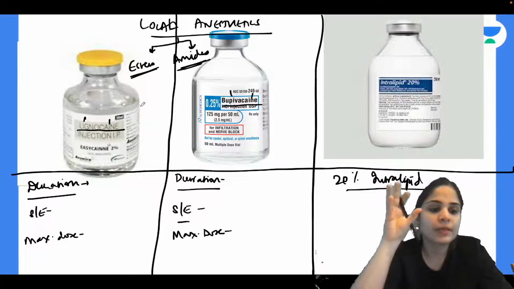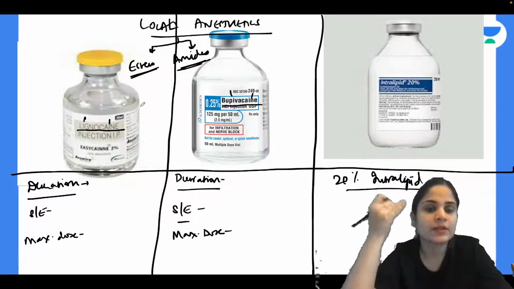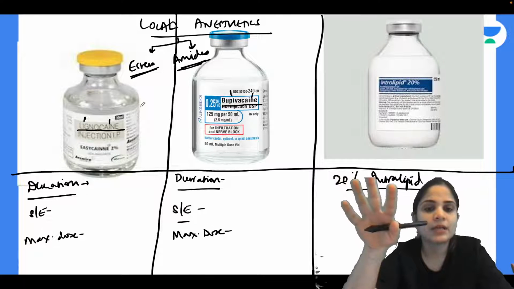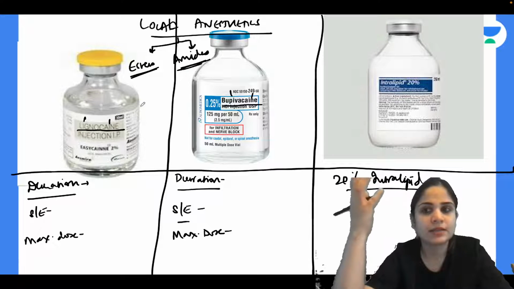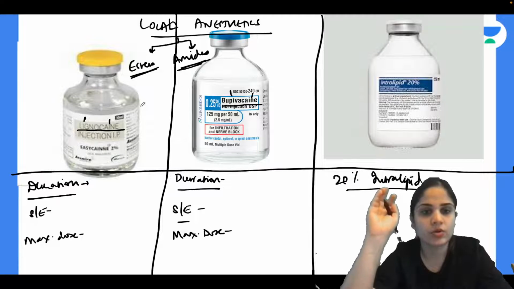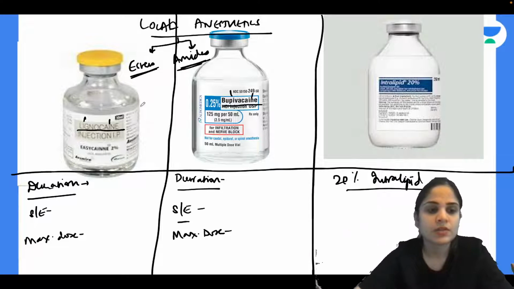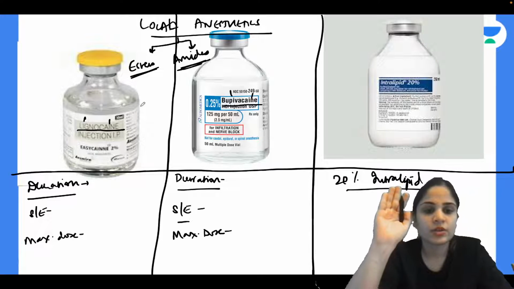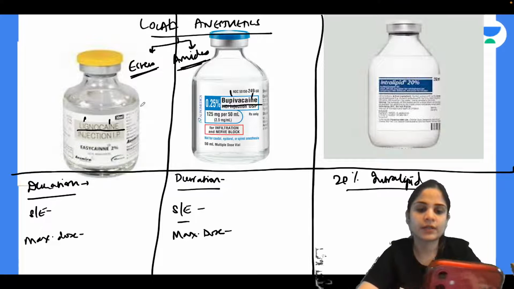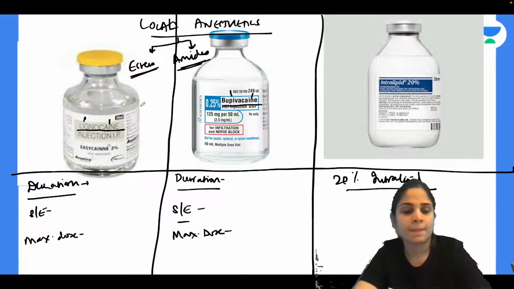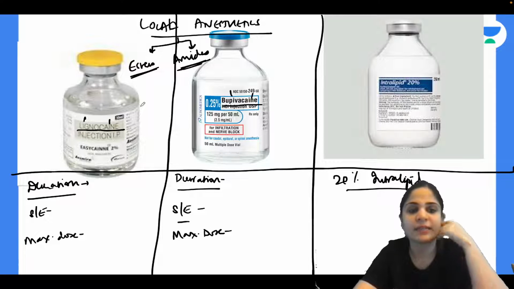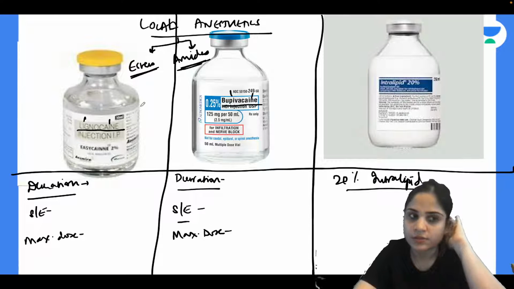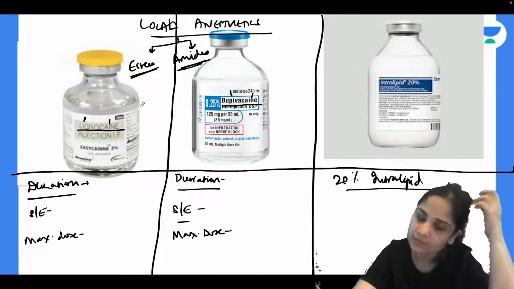Your most commonly used local anesthetics are lignocaine, bupivacaine, ropivacaine. The less commonly used ones are procaine and benzocaine. All of those are your single 'i' ones, they are esters. So the most commonly used are lignocaine and bupivacaine. You just need to tell me the duration of action of lignocaine, duration of action of bupivacaine. Batao. At least you can tell me intermediate action, long action. What is the action of lignocaine and bupivacaine?